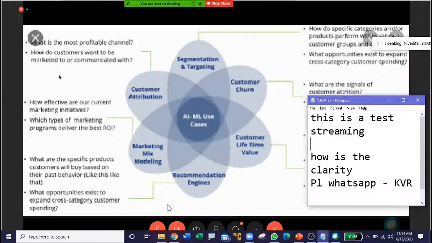So these are the kinds of questions that we are answering here. Which types of marketing programs deliver the best ROI? What are the specific products that consumers will buy based on their past behavior? Depending on the related data, we will be able to answer this kind of question, like what are the signals of customer attrition? How can customer retention rates be increased? If married people are staying for a longer tenure, should we target only the married people? These are the questions that will come to your mind when you're exploring your data.